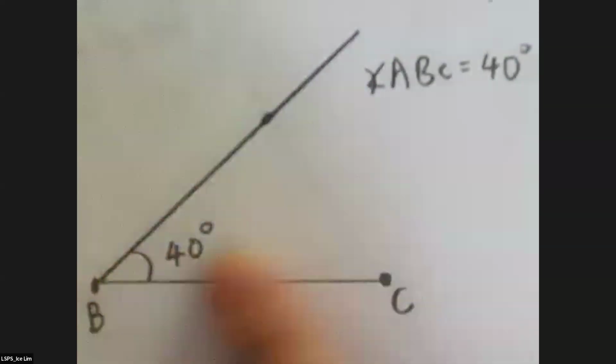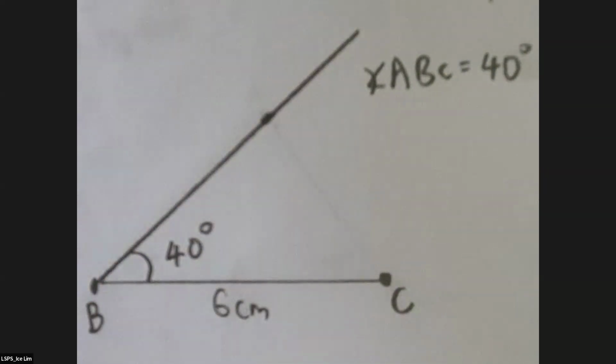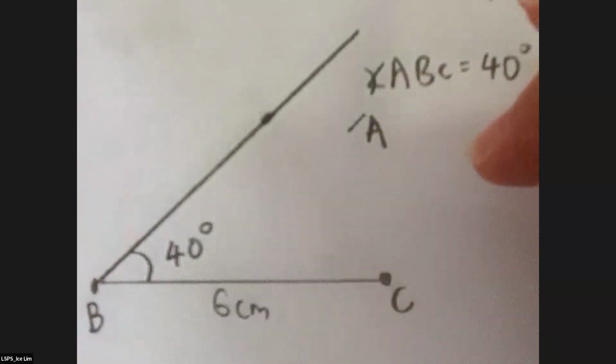Point A is somewhere along the line. I need to find where point A is by the next clue. The next clue is the angle.